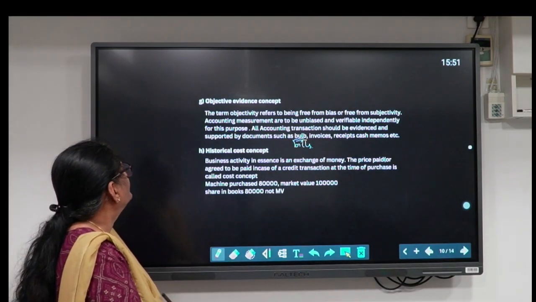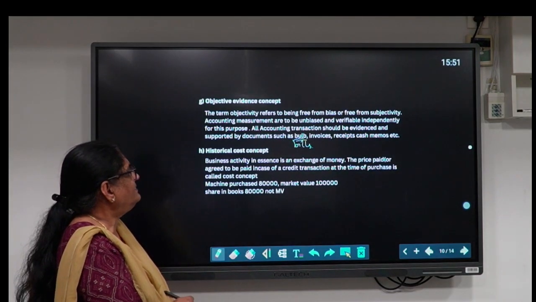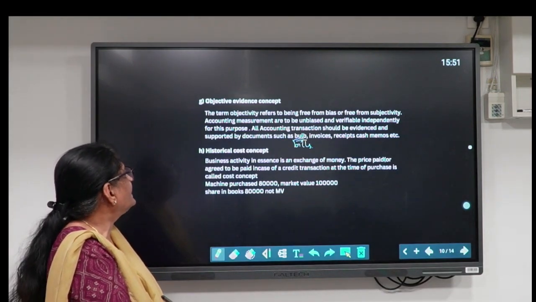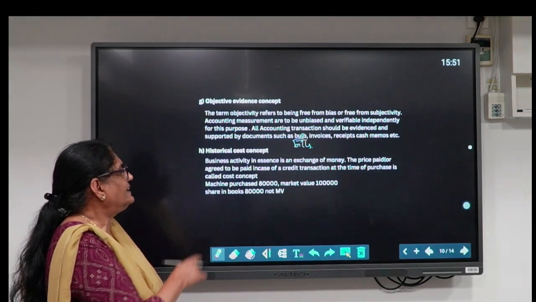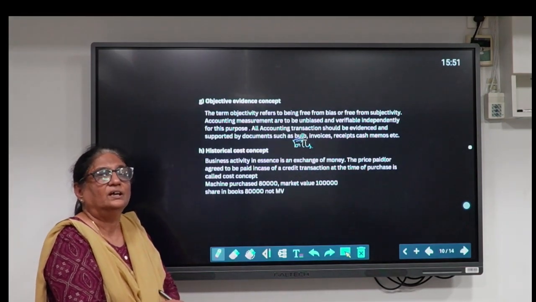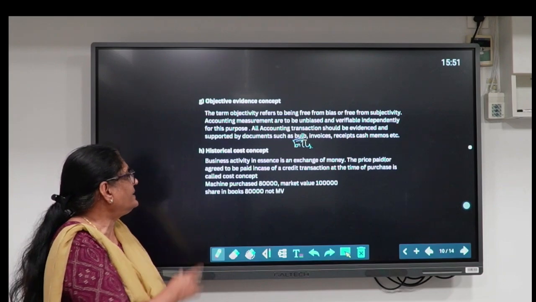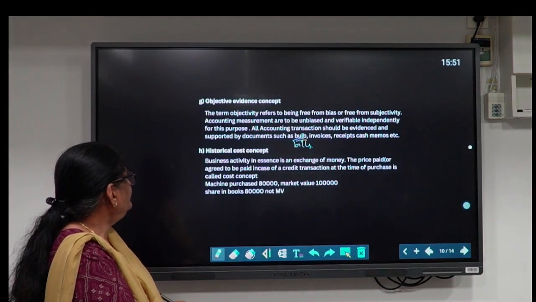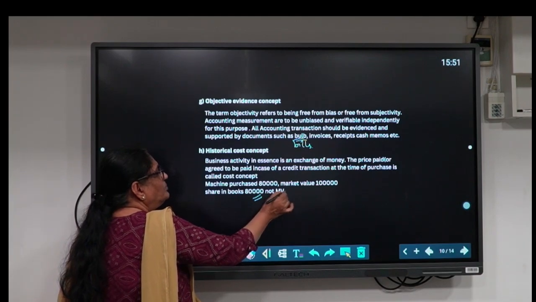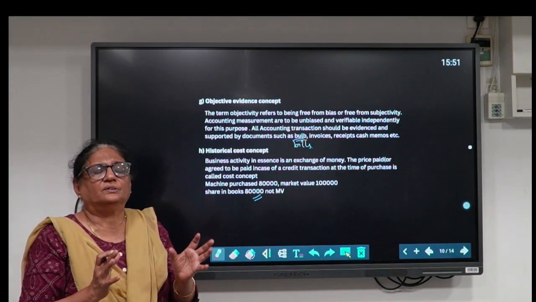Okay, bills it is. Now, historical cost concept. A business entity is in essence an exchange of money. The price paid, or agreed to be paid in case of a credit transaction, at the time of purchase is called the cost concept. So what is your cost concept? A machine is purchased for 80,000, and the market value is 1 lakh. The value in the books is only 80,000, not the market value. This is very, very important. So what does the cost concept or historical cost concept say?